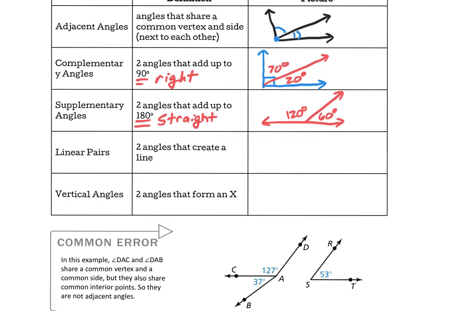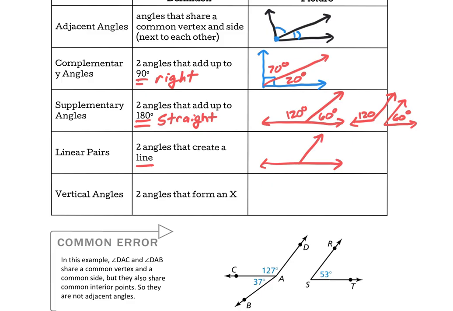Okay, the difference between supplementary and linear pair. If it was supplementary, they would not necessarily have to touch one another. It could be like this. These two angles still add up to be 180, but they don't necessarily have to have a shared side. If they are adjacent and make 180, then they make a line. And so then they would be a linear pair.